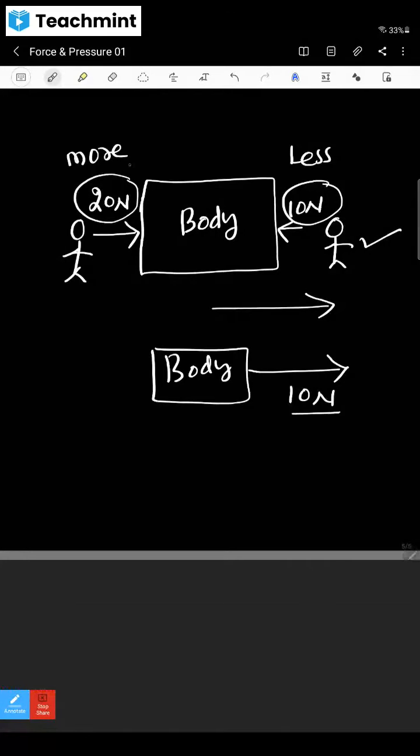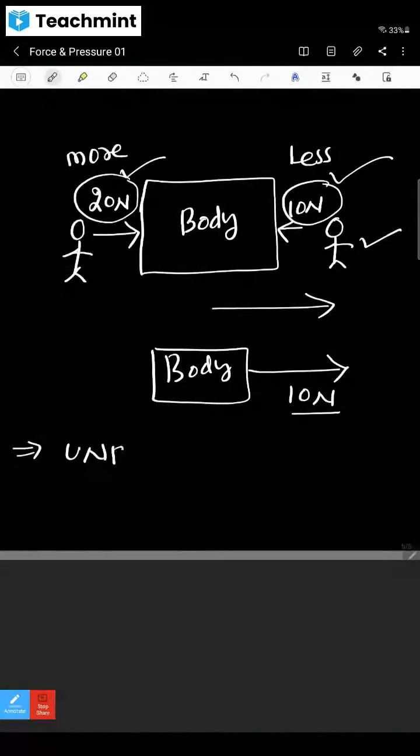Yes or no? Because here it is 20 Newton, and here it is 10 Newton. I mean that 10 Newton will be balanced and another 10 Newton will be moving on. So these kind of forces are called what? Unbalanced force. What are these, dear children? These are called unbalanced force.